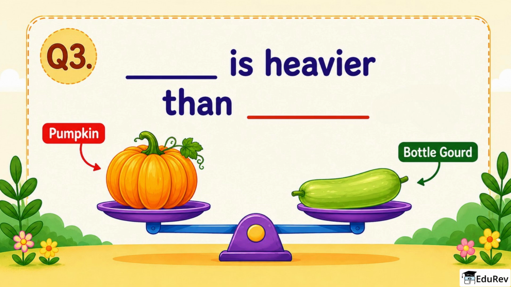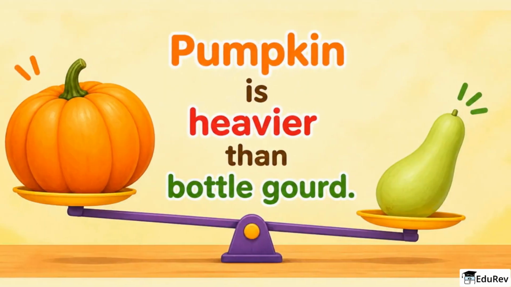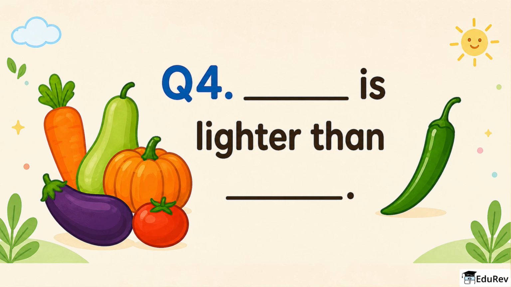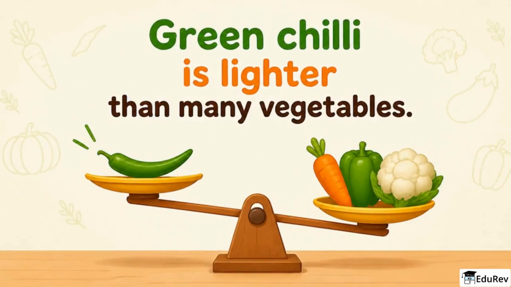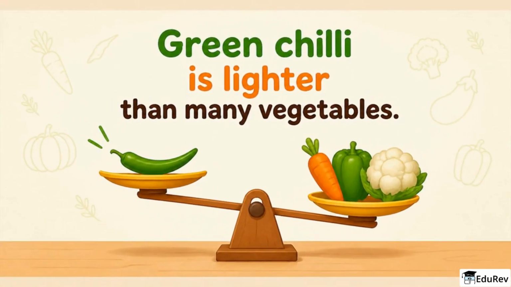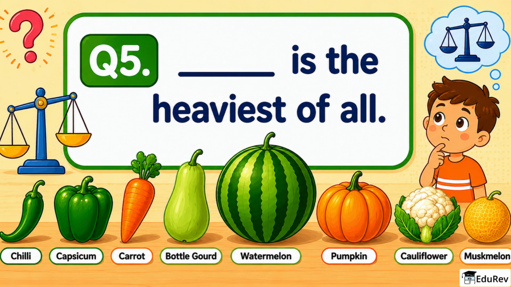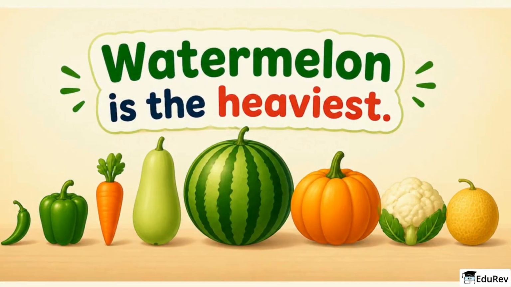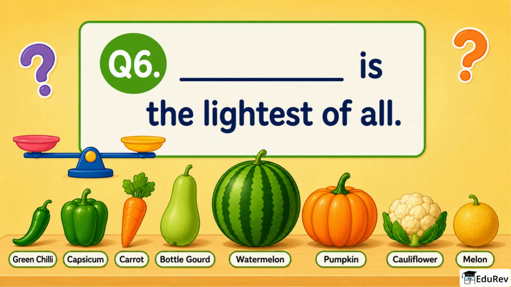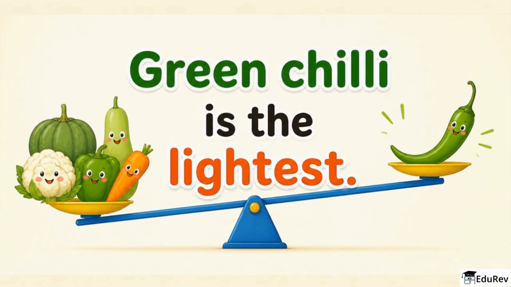Q3. Blank is heavier than blank. Pumpkin is heavier than bottle gourd. Q4. Blank is lighter than blank. Green chili is lighter than many vegetables. Q5. Blank is the heaviest of all. Watermelon is the heaviest. Q6. Blank is the lightest of all. Green chili is the lightest.